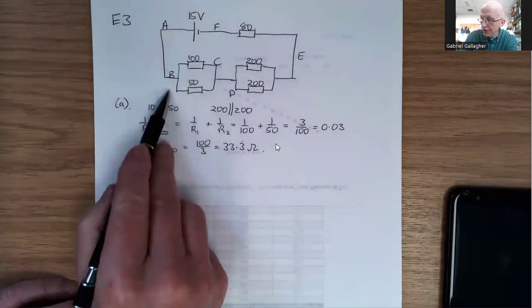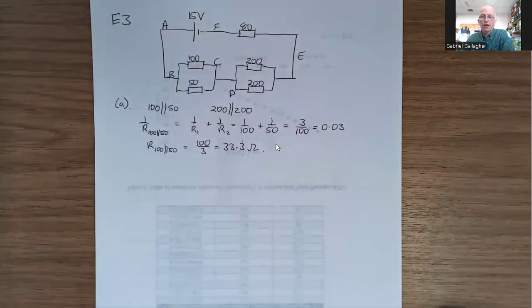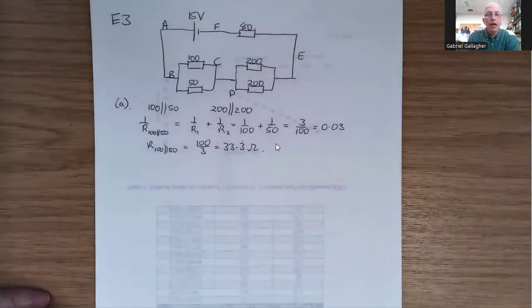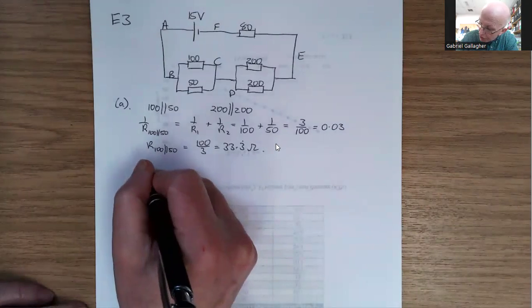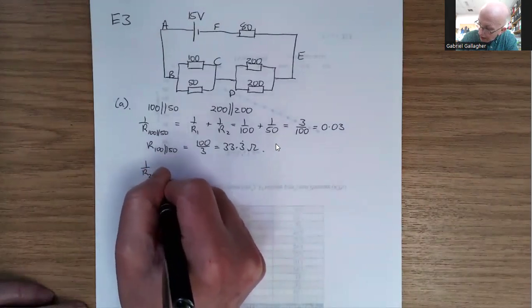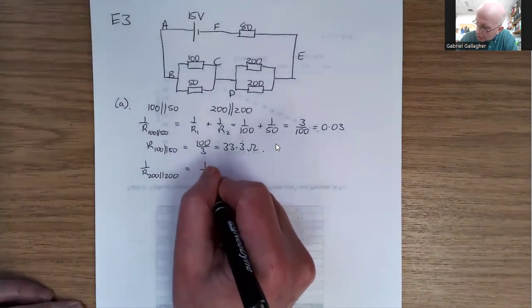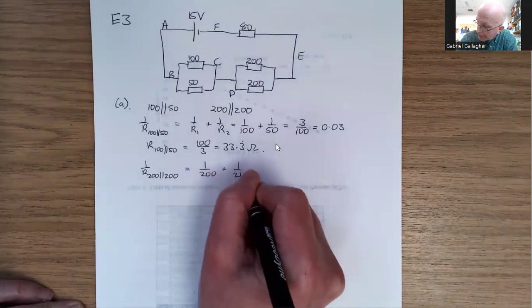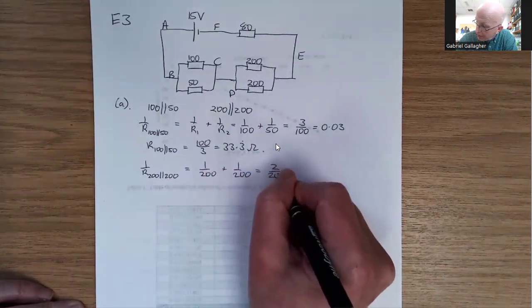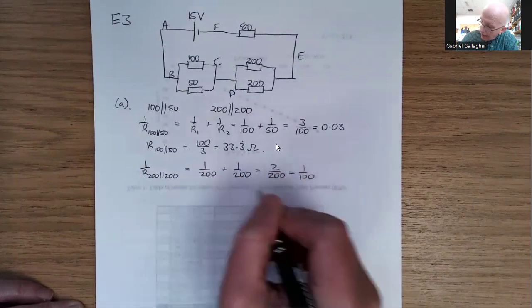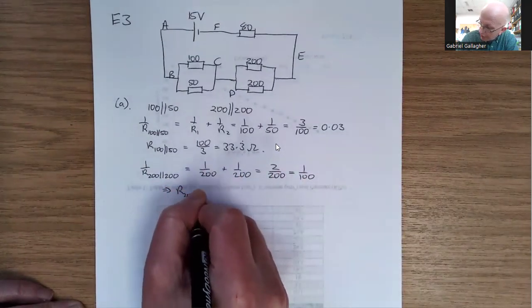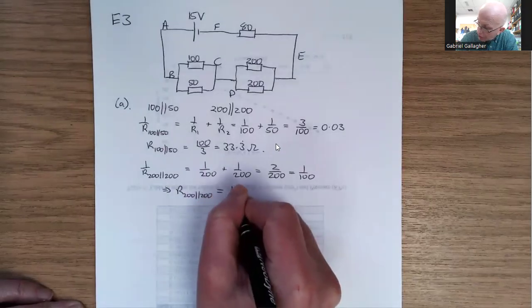So we know the effective resistance of that combination. Now we have the 200 in parallel with the 200. You might remember me telling you that if you have two equal resistors in parallel, the total resistance is just half of either resistor. So the answer is 100 ohms. Working through it: 1 over 200 plus 1 over 200 equals 2 over 200, which equals 1 over 100. Therefore R for 200 in parallel with 200 equals 100 ohms.